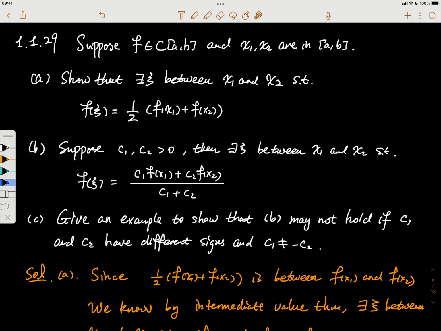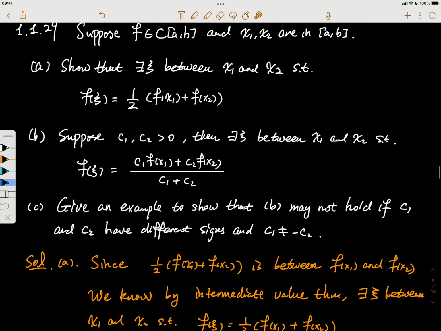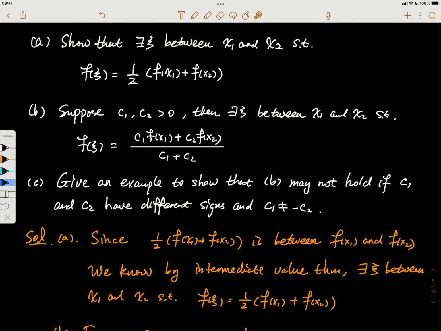Okay, so actually this is a very simple question. You look at the first part: you have a function f defined over the interval between x1 and x2. So you know the average of f(x1) and f(x2) will be a number between f(x1) and f(x2). So by the intermediate value theorem, there must be a point between x1 and x2 that is taking the value like this, right?